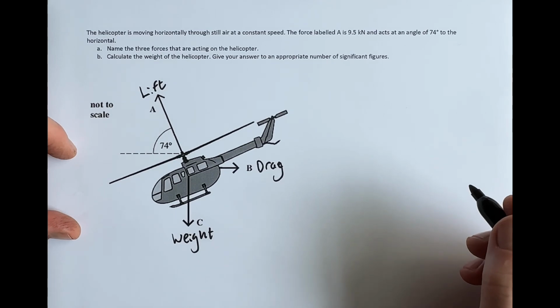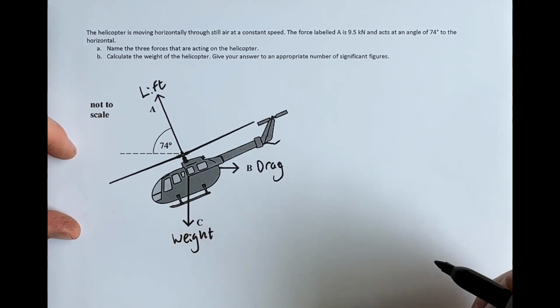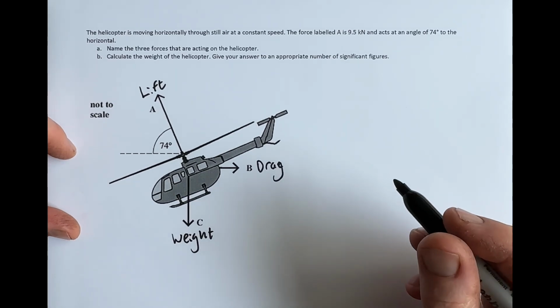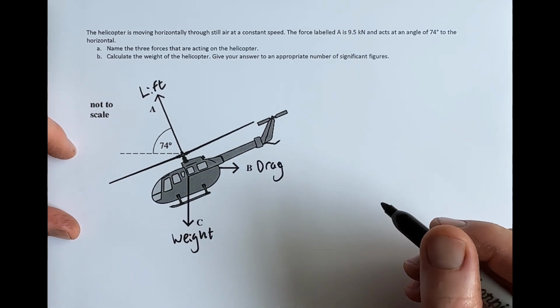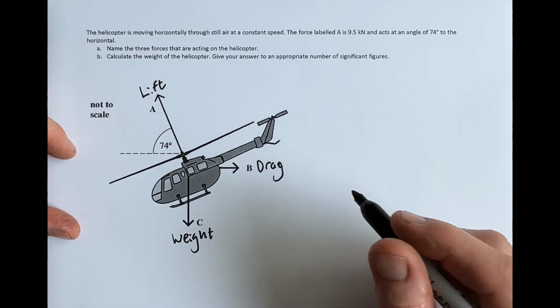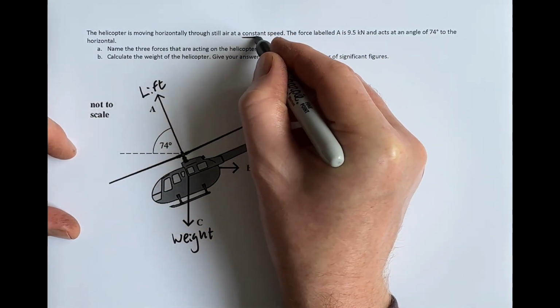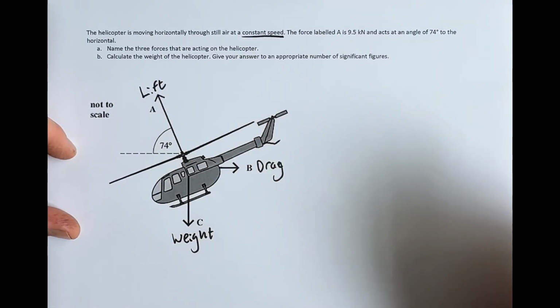Now the next thing, it says calculate the weight of the helicopter. There's a couple of ways of doing this. I'll show you one way in this video and I'll show you another way afterwards in a different video. So the first thing here is we know basically that this helicopter is traveling at a constant speed, and from GCSE you'll know that if an object is traveling at a constant speed, then the forces acting on it must be balanced, and that is to say that there is 0 resultant force.